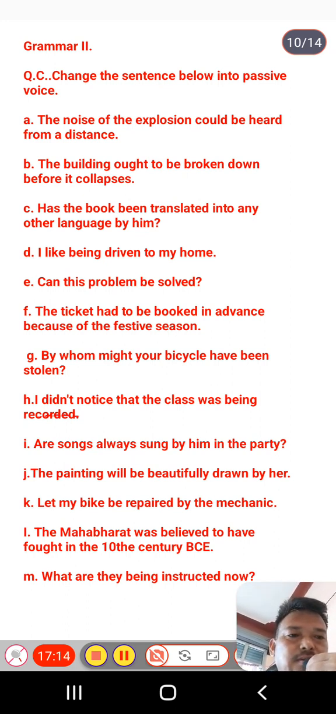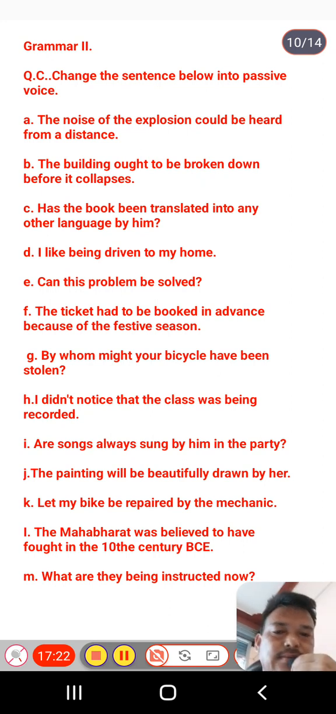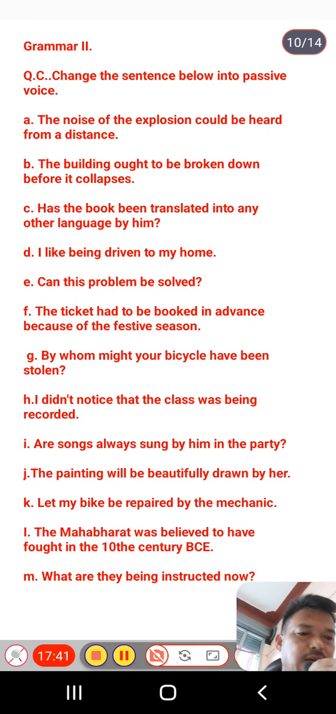H number, I didn't notice that you were recording the class. I didn't notice that the class was being recorded. And I number, then again, next one, does he always sing songs at the party? Are songs always sung by him at the party? And next one, she will draw the painting beautifully. The painting will be beautifully drawn by her.